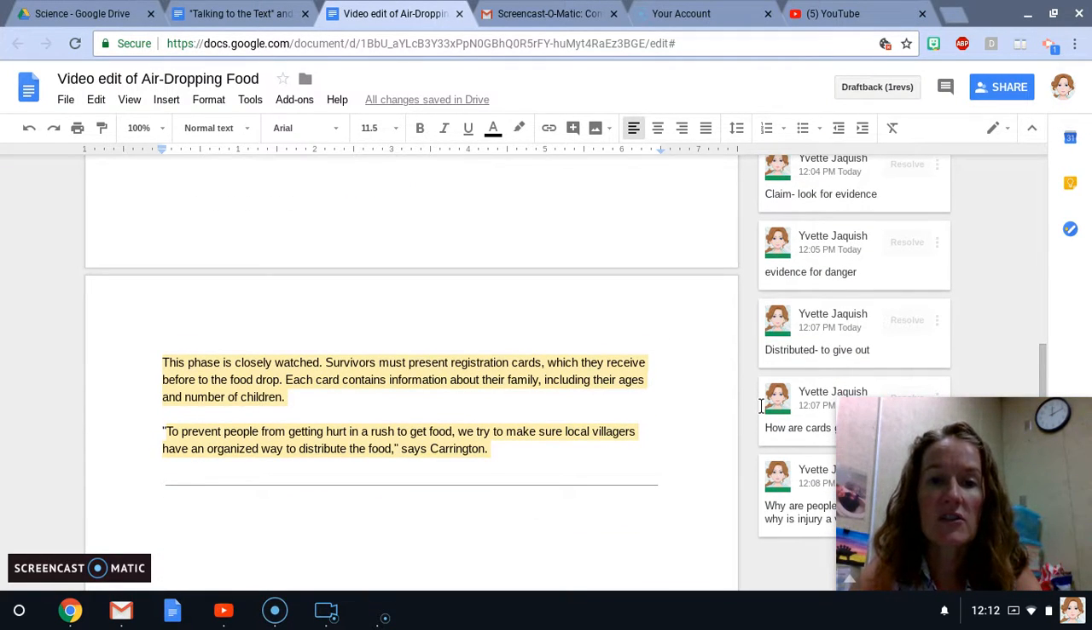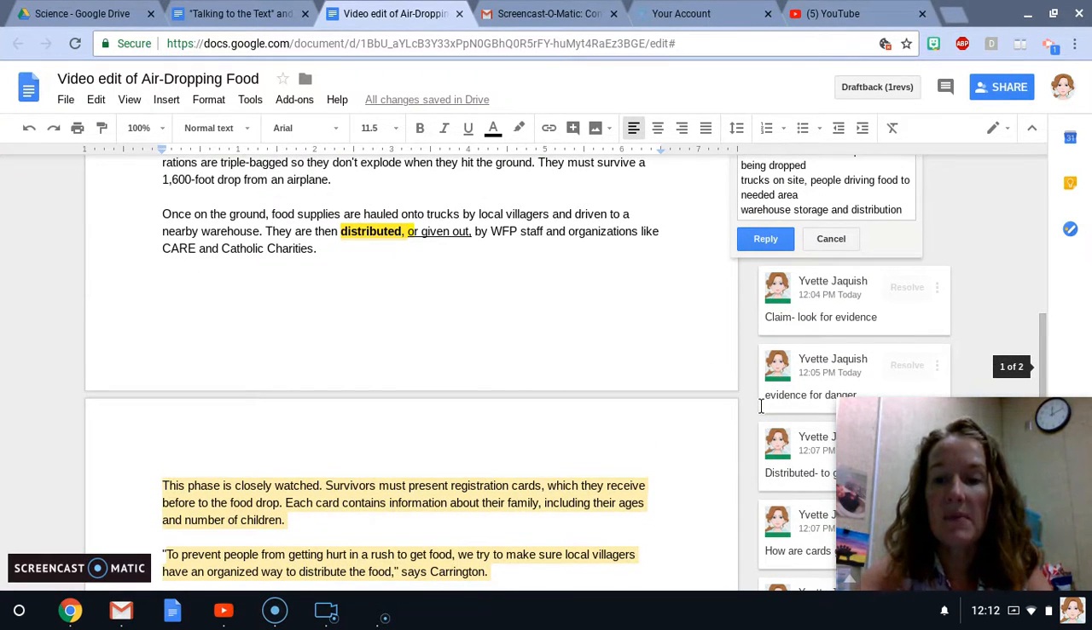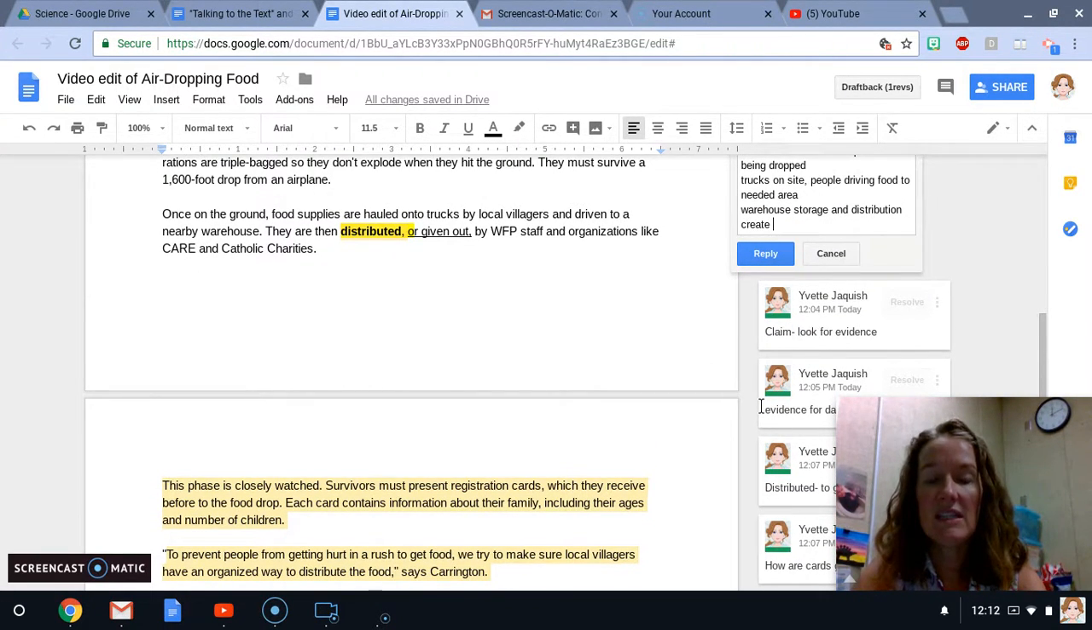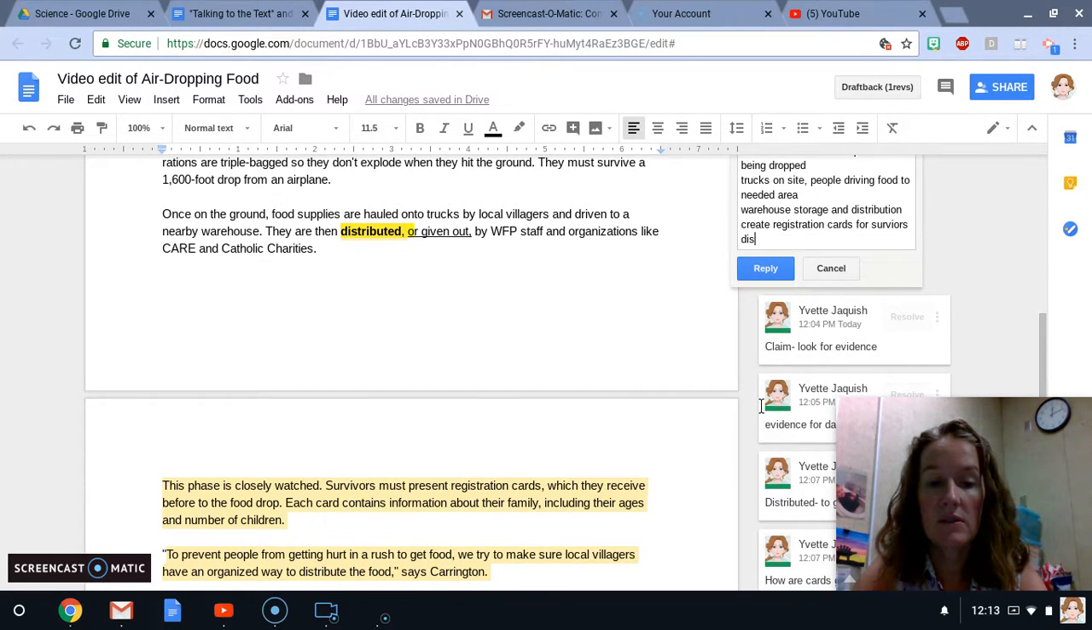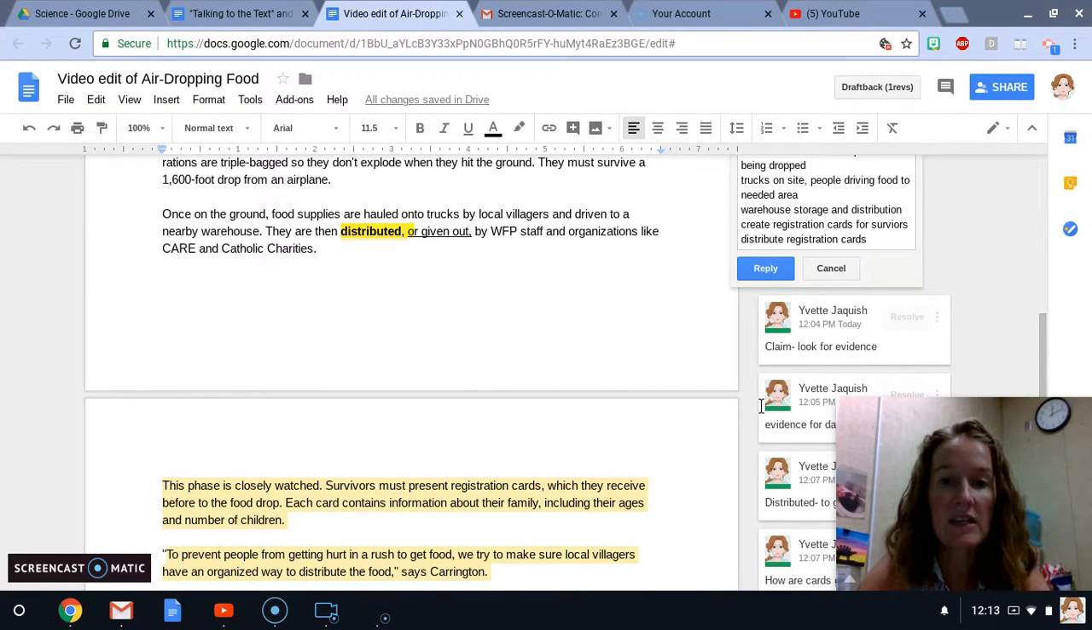This phase is closely watched. Survivors must present registration cards. So that also means that somebody had to create registration cards for survivors, right? Distribute registration cards. That's another expense. Somebody's doing that. Each card contains information about their families, including ages and number of children. To prevent people from getting hurt, we try to make sure local villagers have an organized way to distribute food.